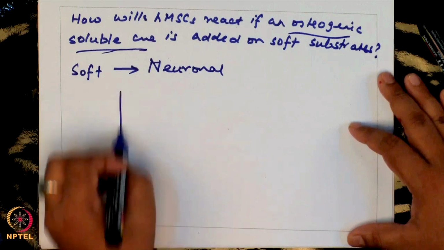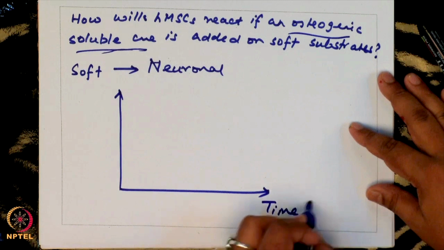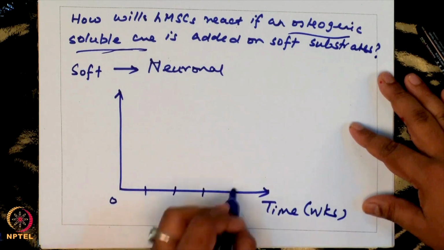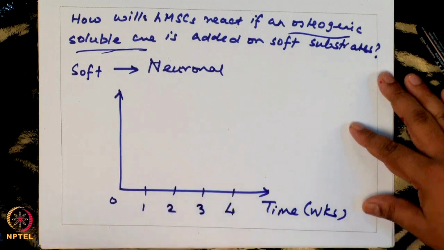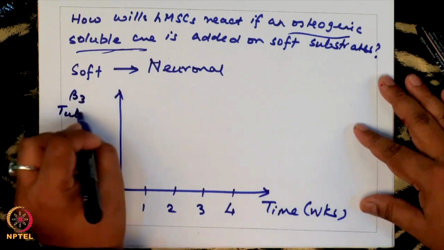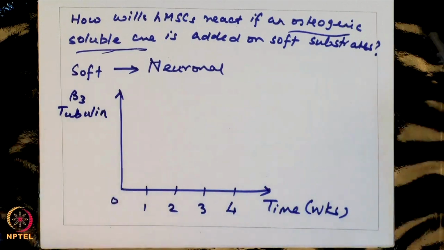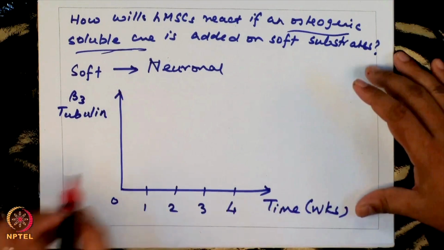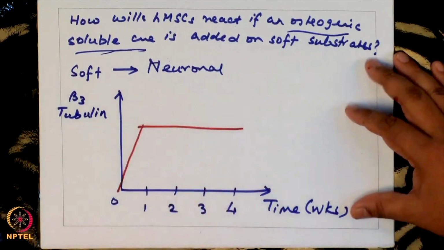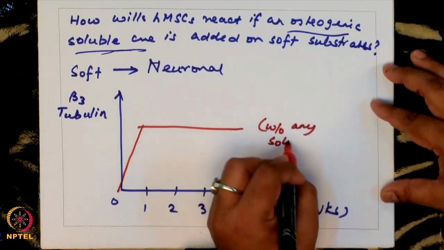Okay. So, what the study demonstrated, okay, so this is time in weeks, and you have over a 4-week span. Okay. If you were to track beta 3 tubulin, okay, which is a neuronal marker. Okay. So, what the authors observed was neuronal marker increased in a span of 1 week and stayed flat. So, this is without any soluble cue.